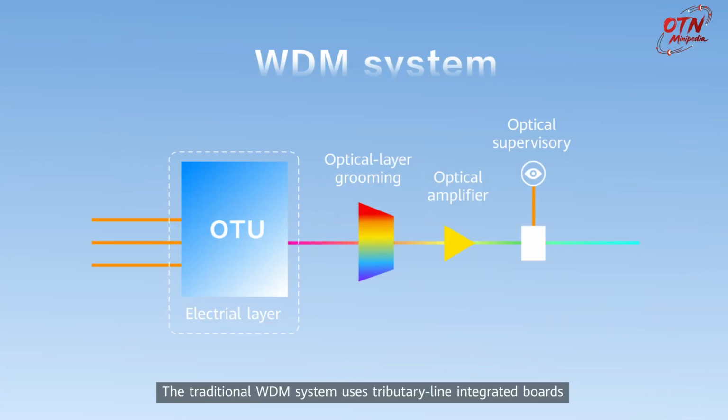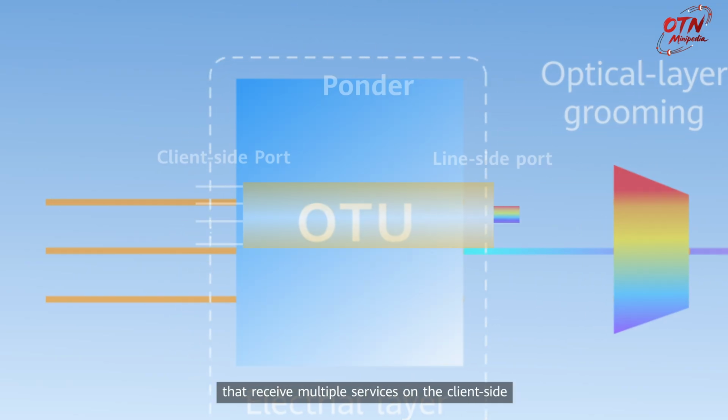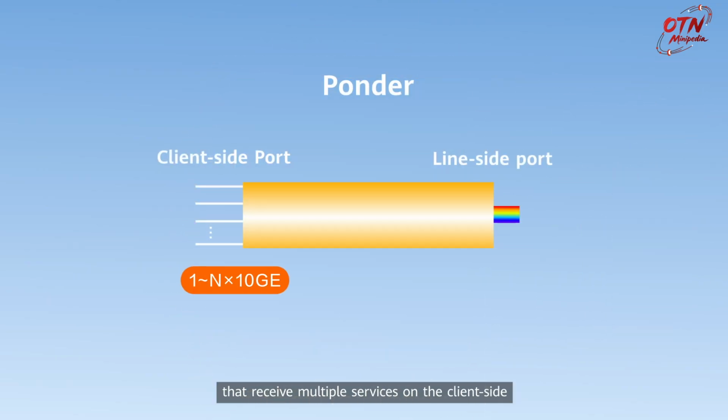The traditional WDM system uses tributary line integrated boards that receive multiple services on the client side. These services are then processed on the board and converted into ITU-T-compliant wavelengths for transmission. This technology has several disadvantages.